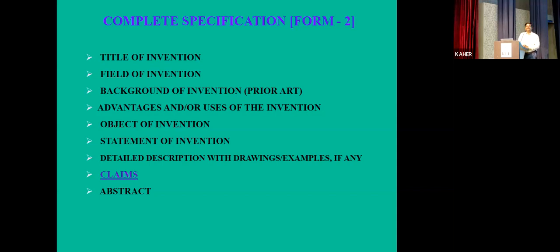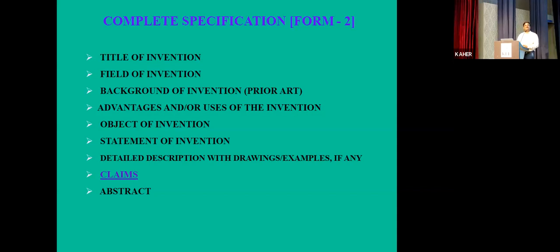And field of the invention. In 2-3 lines you can write what field it relates to. It may be the electronics field or biotechnology or medical, pharma, anything it can be. So background: the literature you have surveyed through the internet, so many earlier citations you might have got, you can just write about them in the background.